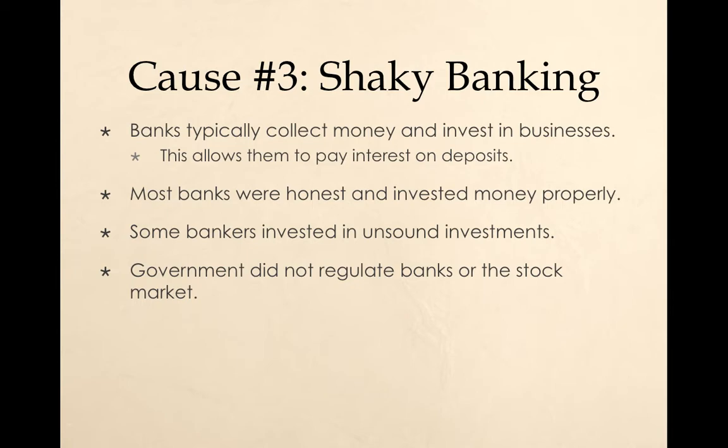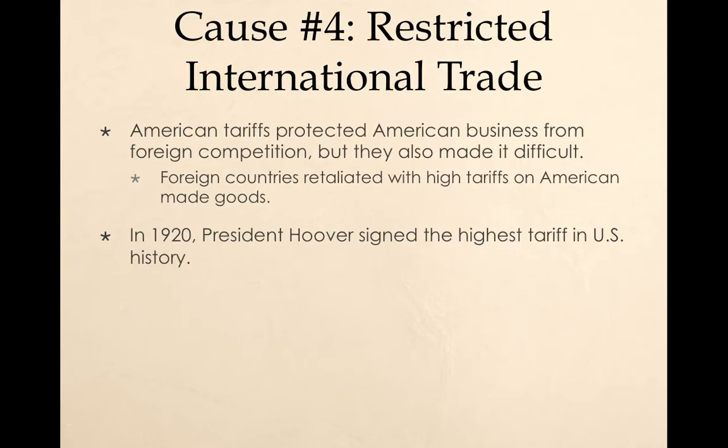The government failed to effectively regulate either the banking system or the stock market. Consumers also bought more than they could actually afford, so this vast overextension of credit made the entire American economy extremely vulnerable. And then the last cause was restricted international trade.